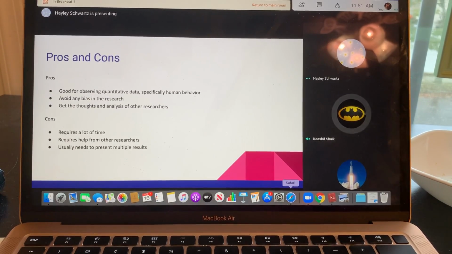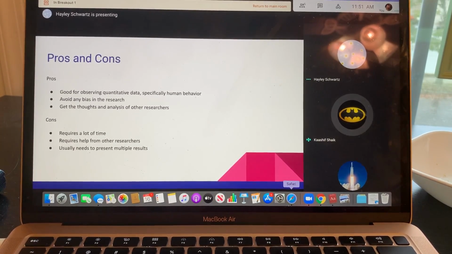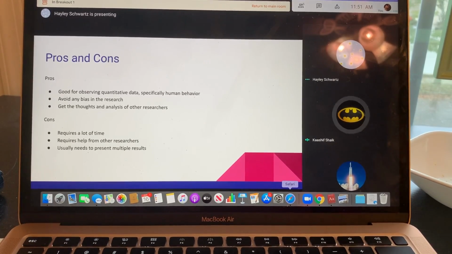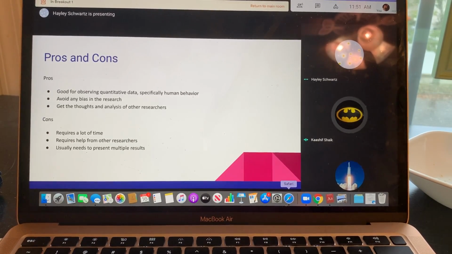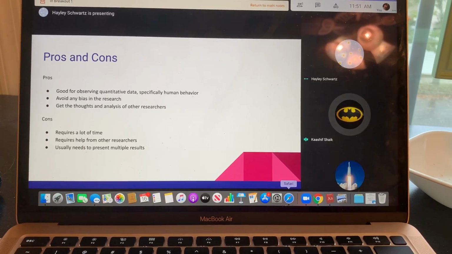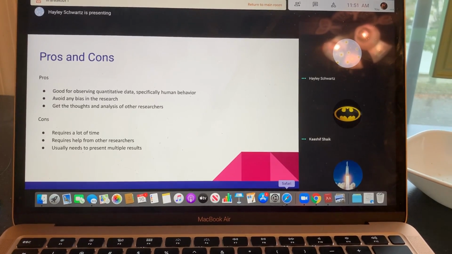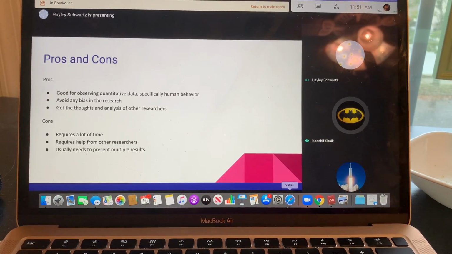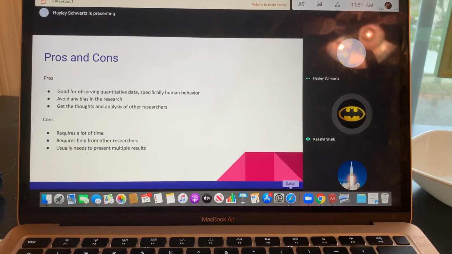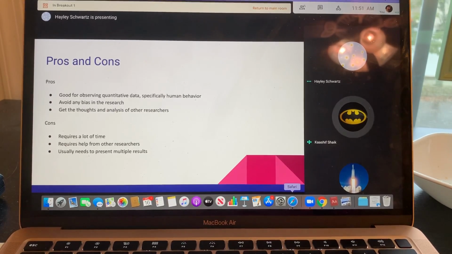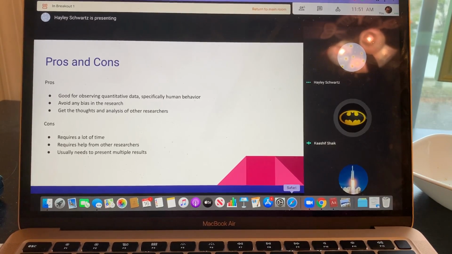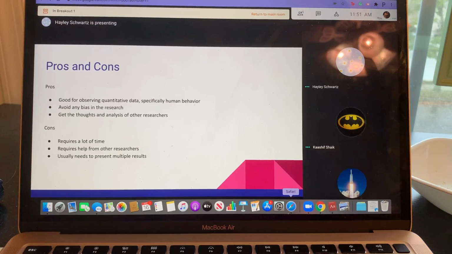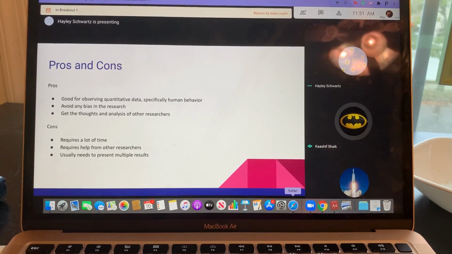Some pros and cons. The three pros I have are that they're good for observational quantitative data, they avoid any bias in the research, and they get the thoughts and analysis of other researchers. And some cons are that they require a lot of time, require a lot of help from other researchers, and usually this needs to present a lot of results.